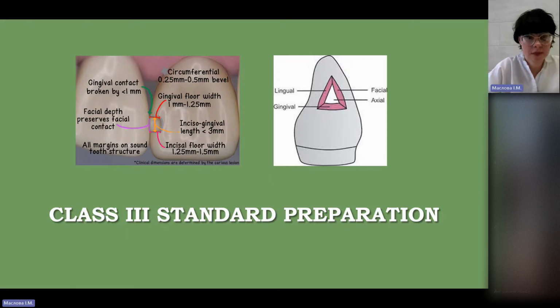Class 3 cavities are simple cavities too, more simple than, for example, class 2 cavities. These cavities are localized on the proximal surfaces without involving the incisal margin or incisal edges, mesial and distal. The incisal line will not be involved when you make the diagnosis and decide that you see a class 3 cavity.